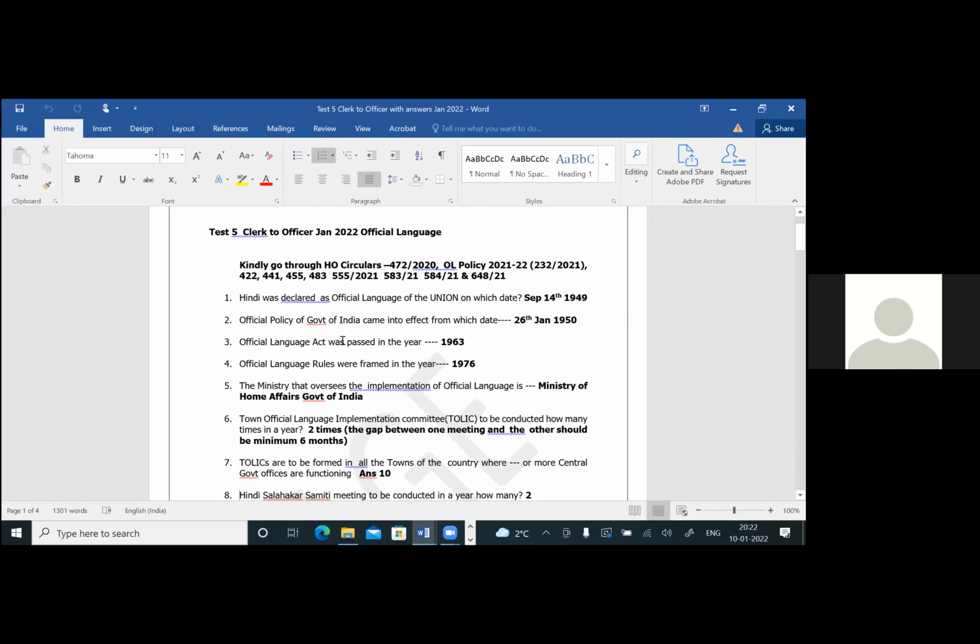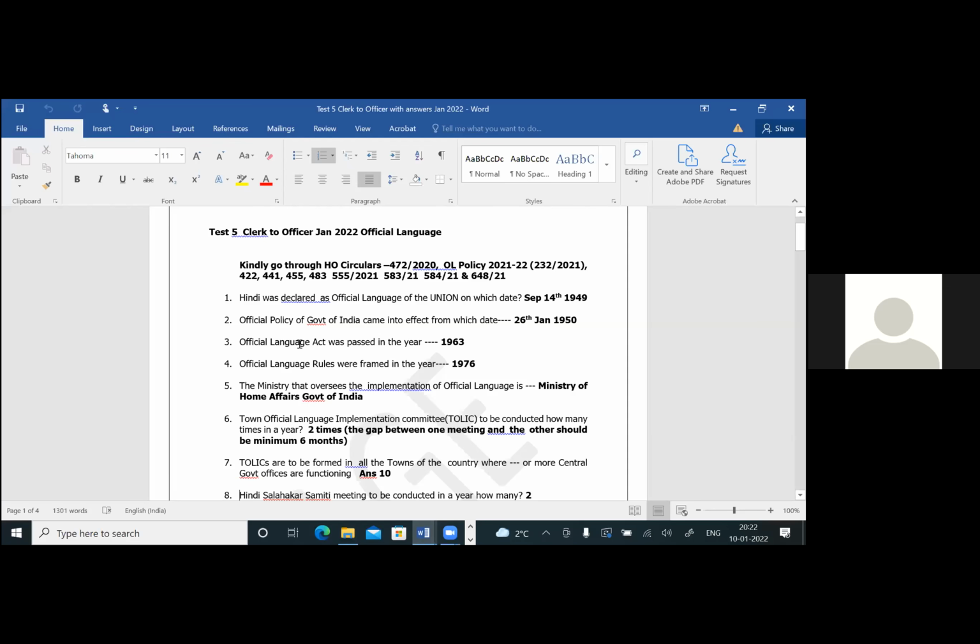These years also you should know. Official policy of Government of India came into effect from which date? So 26th January 1950. It is not September 14, 1949. So the official policy of Government of India came into effect from which date? 26th January 1950. That is your first Republic Day, isn't it?